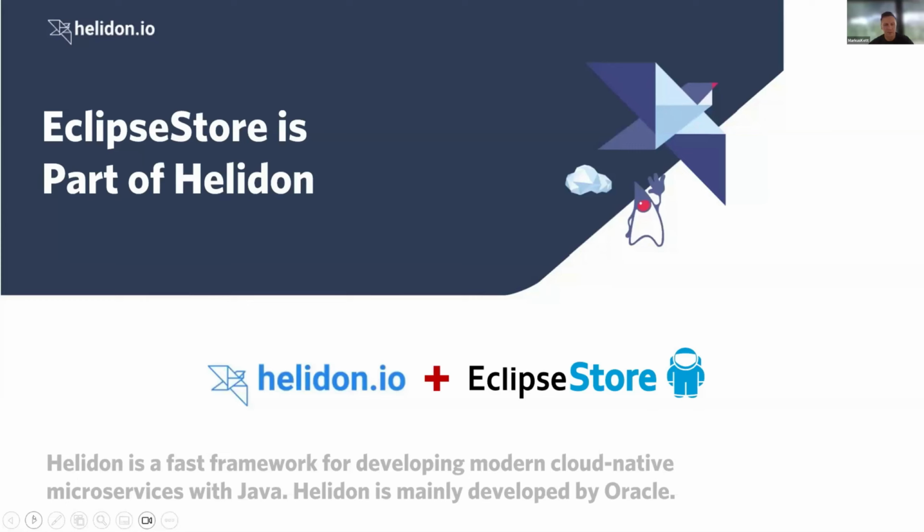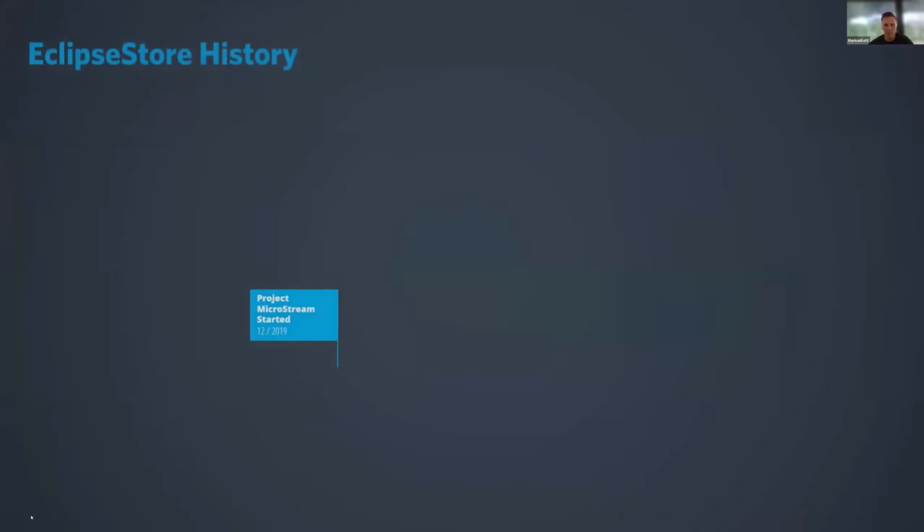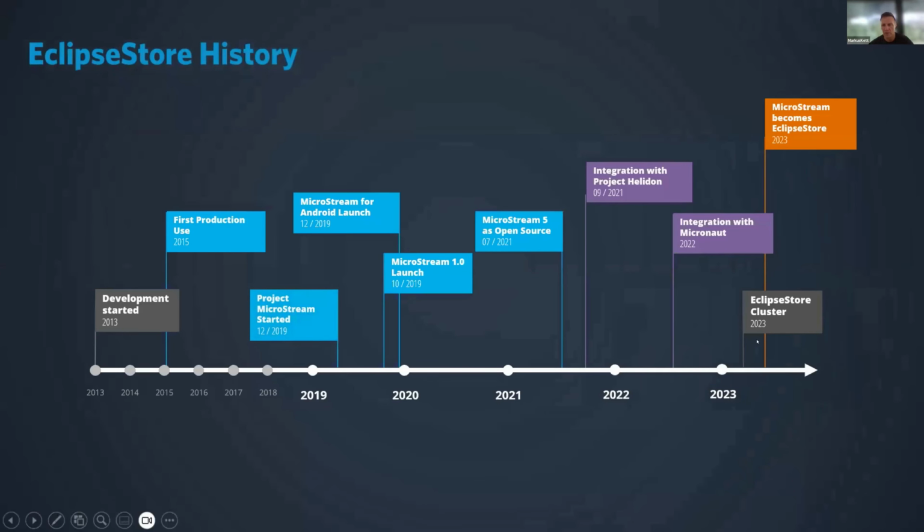It is a modern microservice, MicroProfile-based framework driven by Oracle. EclipseStore is also part of Micronaut. It's well integrated with the Micronaut framework, and we have integrations also for Spring Boot, and more and more application frameworks are using EclipseStore as a persistence option.